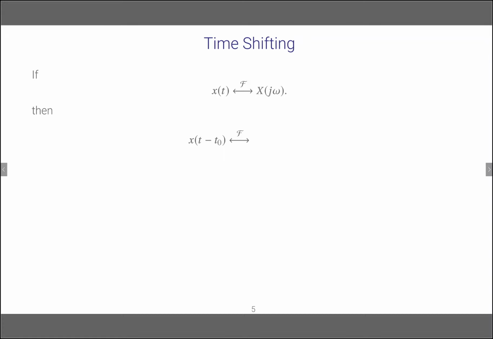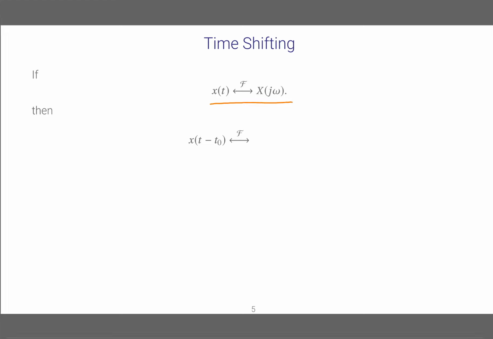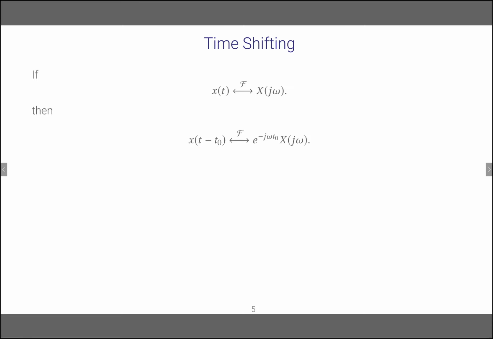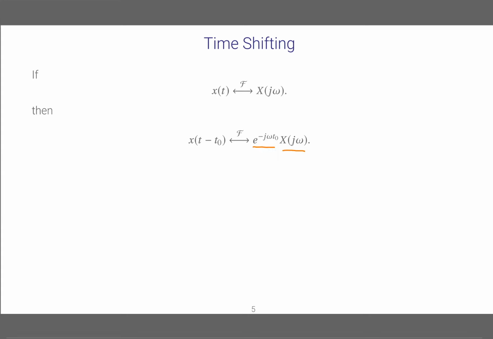Then when we think about time shifting, assume that x(t) has the Fourier transform X(j omega), then we want to find the Fourier transform of the time delayed signal x(t minus t naught). Here t naught is a constant. It turns out it is equal to e to the power of minus j omega t naught X(j omega). So the same Fourier transform multiplied by e to the power of minus j omega t naught.